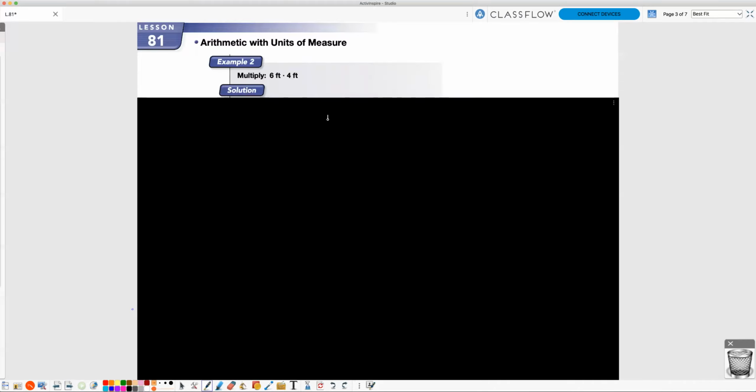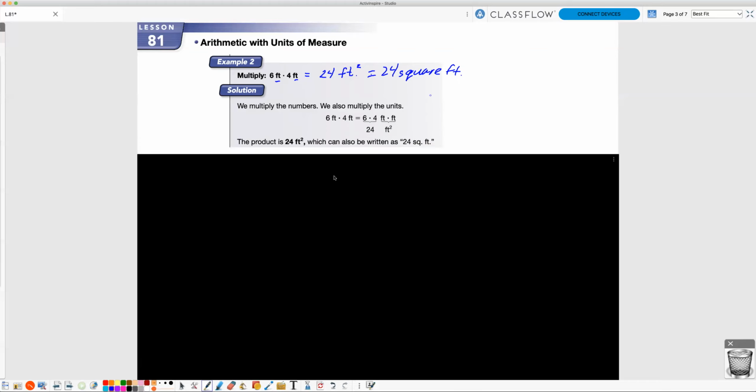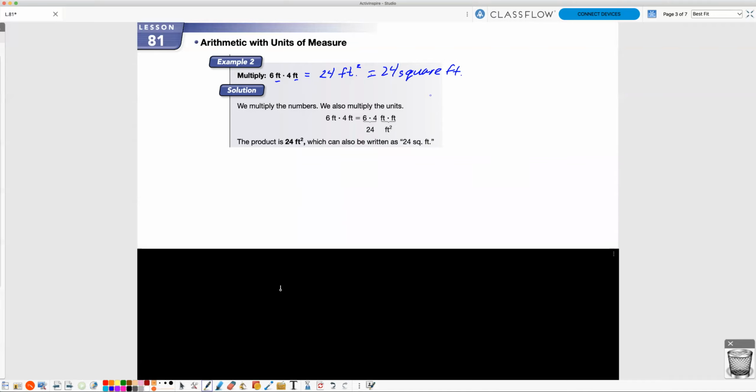Example 2, multiply 6 feet times 4 feet. So this one, you've got the same units already, but notice we're multiplying. That dot means multiplication. 6 times 4 is 24, and then the feet, if you're multiplying the feet, you have to square them. So it's 24 feet squared, or 24 square feet. So when you multiply the numbers, you just get your product, and then you have to write the label as square feet.